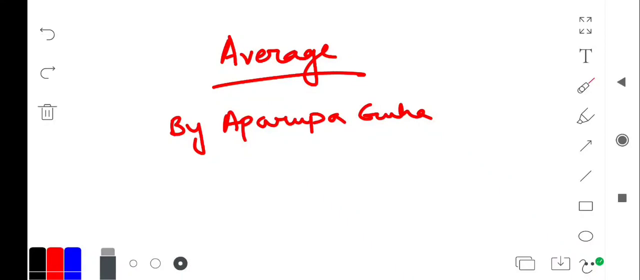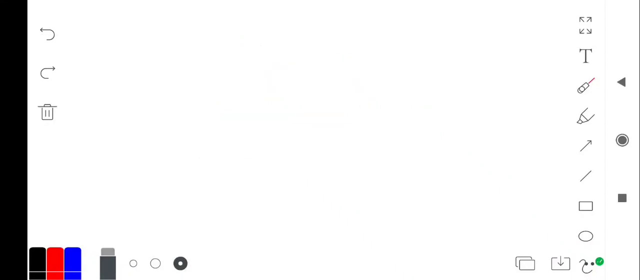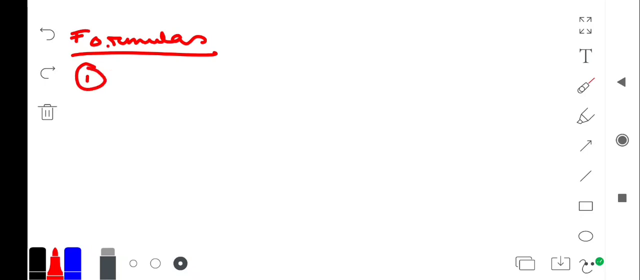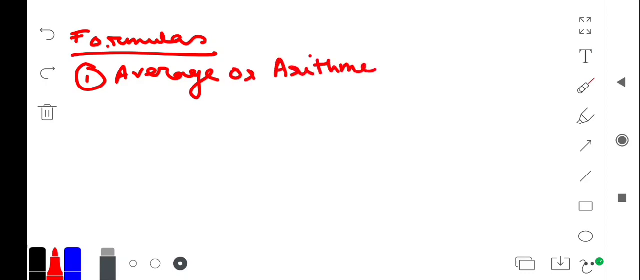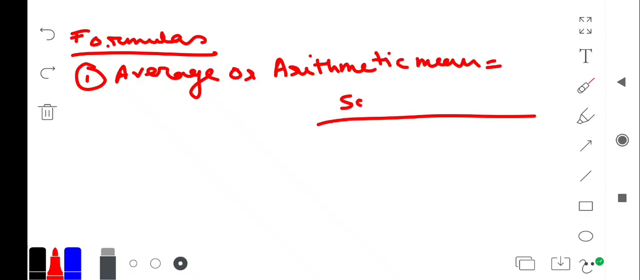Now average. So we have to go first formulas. Okay, the first formula will be their average, or we can say this is arithmetic mean, equal to sum of elements by total number of elements.